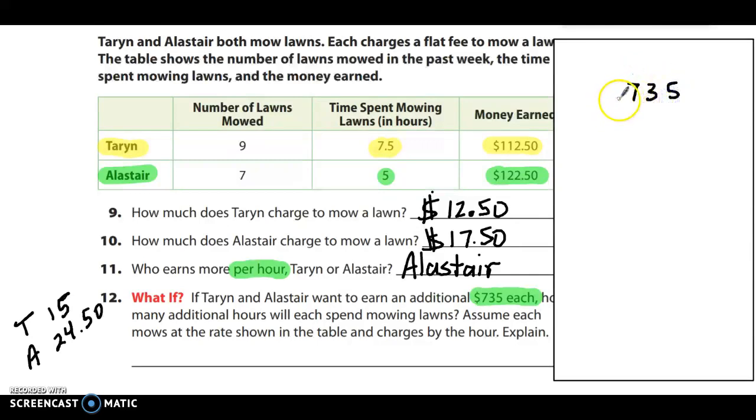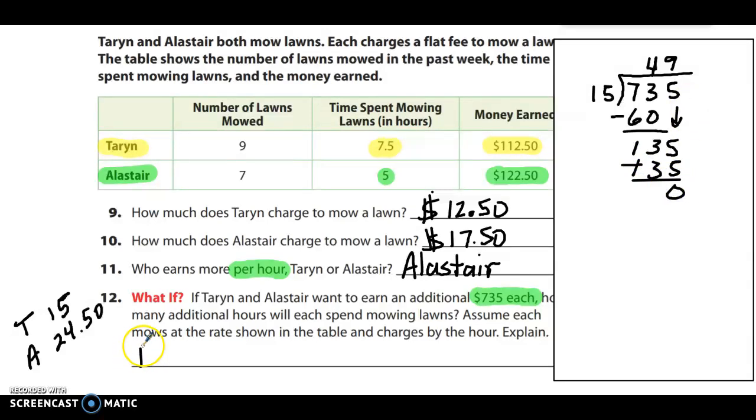So 735 divided by 15. 15 goes into 73 4 times only, almost 5, but 4 times only. 4 times 15 is 60. You subtract and you get 13, and you bring down this 5. And 15 goes into 135 9 times evenly. 9 times 15 is 135. So 49 is the number of hours that Taryn needs to work. So my answer here is going to be Taryn needs to work 49 more hours, or 49 hours.